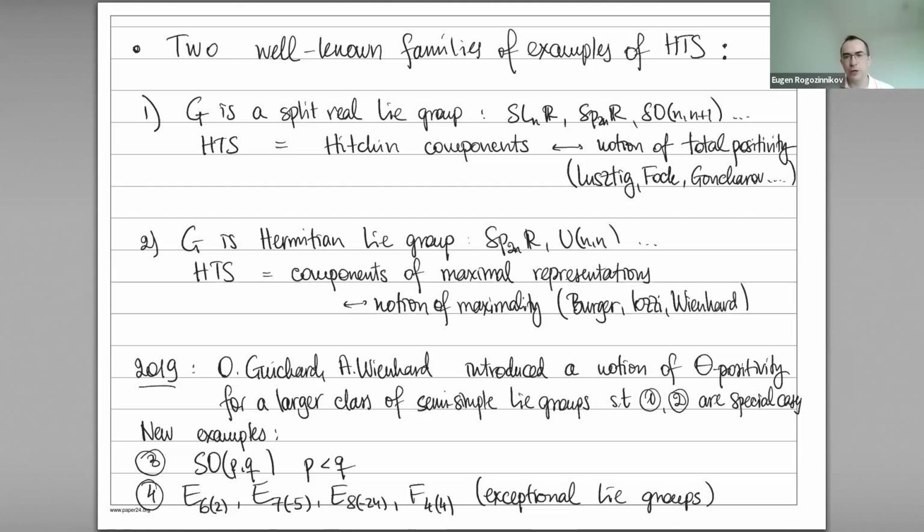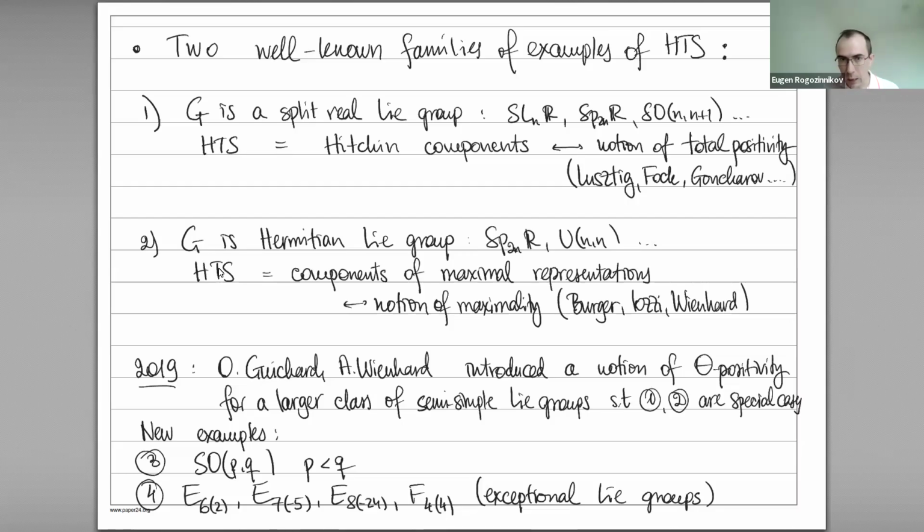And in 2019, Guichard and Wienhard introduced a new notion of positivity, which they call theta-positivity, for a much larger class of semi-simple Lie groups. So the first and second examples are just special cases of this more general notion of positivity. And they also gave new examples. The first new family of examples is the group SO(p,q) for p smaller than q. And the fourth family of examples is a family of exceptional Lie groups.